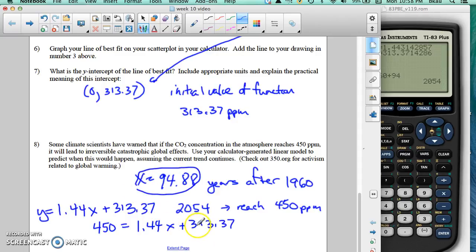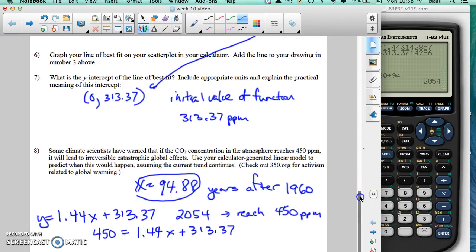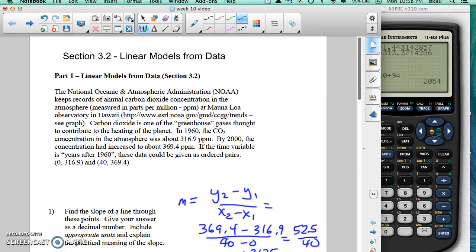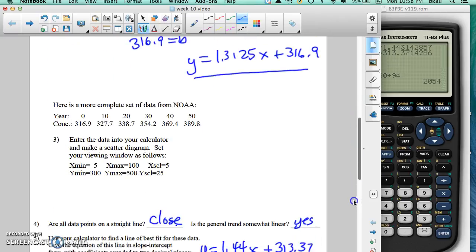If we solve this equation, subtract your 313 and divide by this, we should get 94.88. So even if we didn't have a graphing calculator, we should have been able to plug this 450 in for y and solve this. All right, and that concludes the section covering linear models from data, and this would be what you should have on your worksheet when you worked it out.